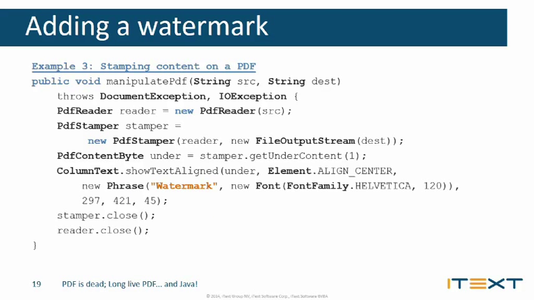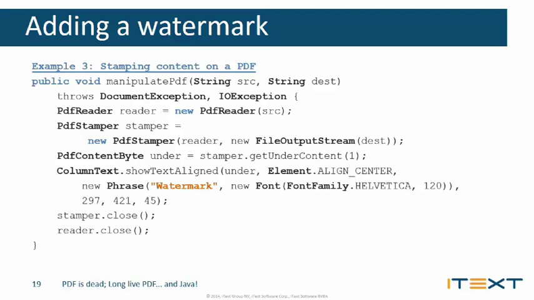Now we'll switch to another use case, adding content to an existing document, but this is a bit more complex. So I'll explain the simple code sample on the slide first, and then we'll go to a live demo. Again, we use a PDF reader to take in an existing document and use a PDF stamper to manipulate that document. But now we want to put a watermark across the document, which just says watermark in this case.